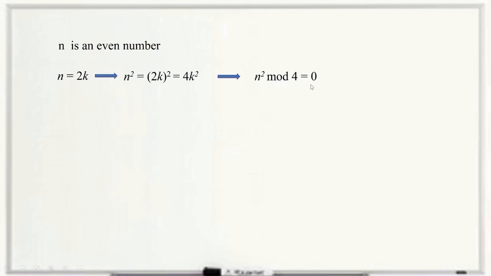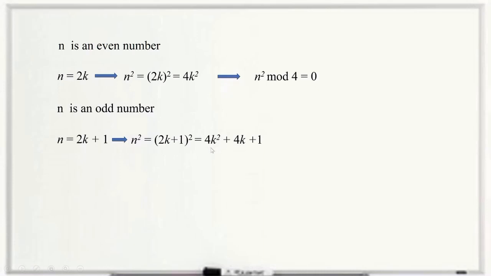And then we consider the case when n is an odd number. In this case, n equals 2k plus 1, where k is an integer, and n squared is given by this equation. Two terms are multiples of 4, so they provide no remainder after division by 4, and 1 is the remainder. So n squared mod 4 equals 1.